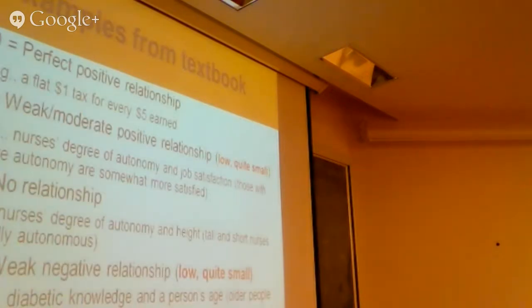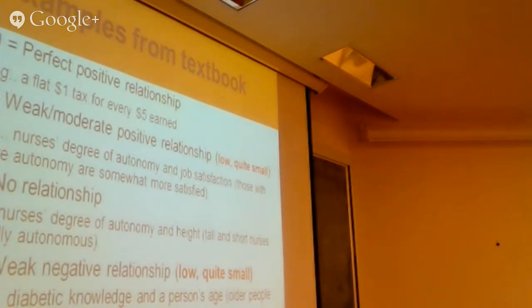All right. So here's some examples. Perfect positive relationship is one. E.g., a flat tax of $1 for every $5 earned. Some countries have that. So we have tax brackets, other people have flat taxes. So if you earn $10, you pay $2 in tax. $15, $3 in tax. If I plot the tax you pay against how much money you make, you get exactly a straight line. That's one.